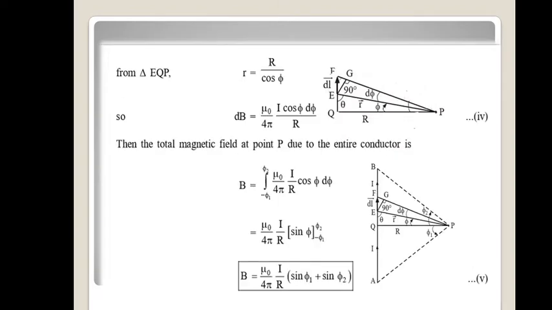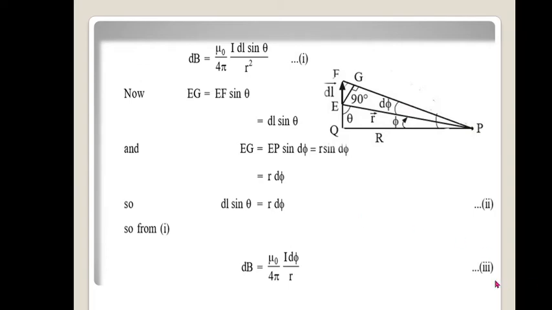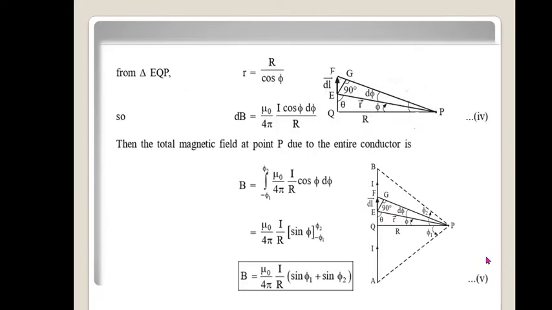Okay, we got this equation, and we have numbered it as equation 3. Now just look here, I have considered another triangle, EQP, the same picture which we already have, right? So from this triangle I am going to define the vector r, small r. From this, I can define small r as equal to r divided by cos phi.